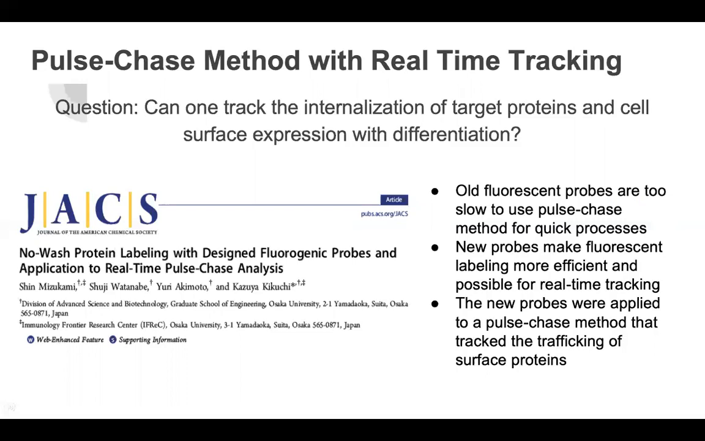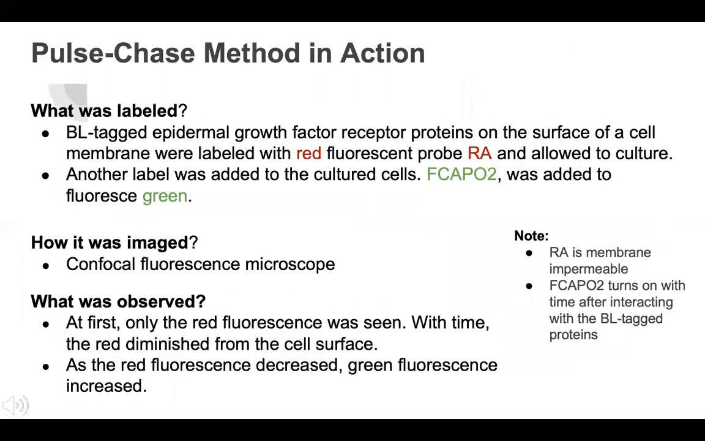To start the experiment, epidermal growth factor receptor proteins found on cell membranes were labeled red with a probe called RA. The cells were allowed to culture, and then another label, FCA-PO2, this time green, was added to the cells. Two important things to note are that RA is membrane impermeable, and FCA-PO2 turns green shortly after interacting with BL-tagged proteins. This process was visualized with the confocal fluorescence microscope, which allows for 3D imaging of a process with pretty high resolution. So what was observed?